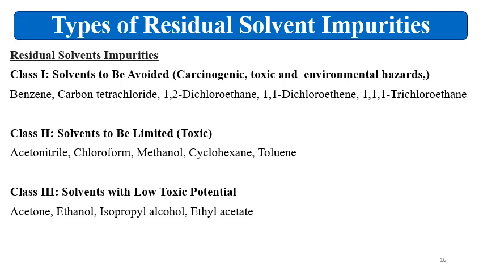Then class 2 solvents, these are to be limited because these are toxic. These are like methanol, toluene, cyclohexane, chloroform, acetonitrile. Then class 3 solvents are there. These all are impurities. These are considered as impurities in the drug substance and the formulations, and some steps are required to be taken to remove these solvents if used in the manufacturing process. Class 3 are the solvents with low toxic potential compared to class 1 and 2. These are acetone, ethanol, isopropyl alcohol and ethyl acetate. Many more examples you can find in the ICH guidelines.